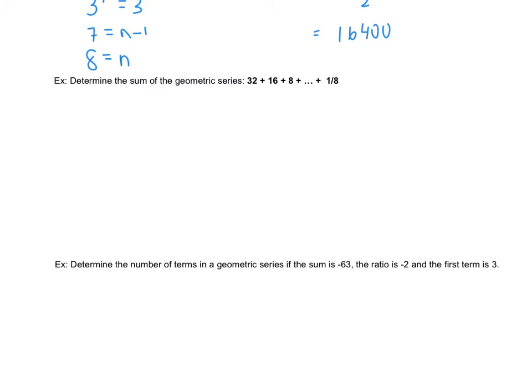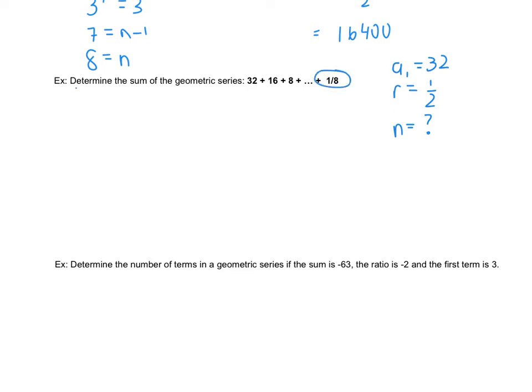Okay, we're going to do the exact same type of scenario here, but we're going to see what happens when we have a fraction just to make sure we can deal with everything. So in this series, our a1 is 32. Our common ratio, well, to go from 32 to 16, I'm multiplying by a half. And then from 16 to 8, a half again. But once again, I don't know how many terms are in this sequence. So I'm going to use my geometric sequence formula first.